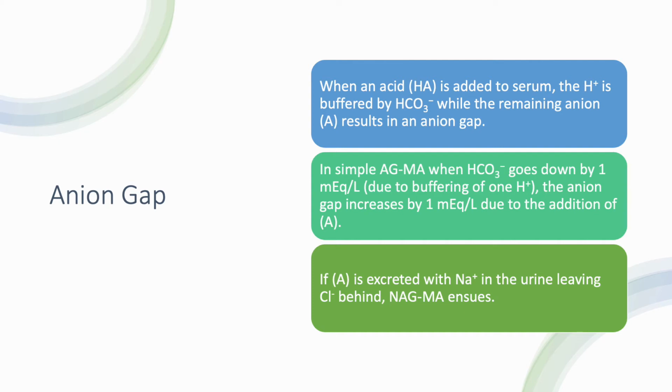Now, if that anion is excreted in the urine with sodium rather than chloride, which is the normal way, then the chloride is left behind, and here we don't have an anion gap, because basically we are replacing that anion with chloride. In that case we have a non-anion gap metabolic acidosis, like you would see with diarrhea.